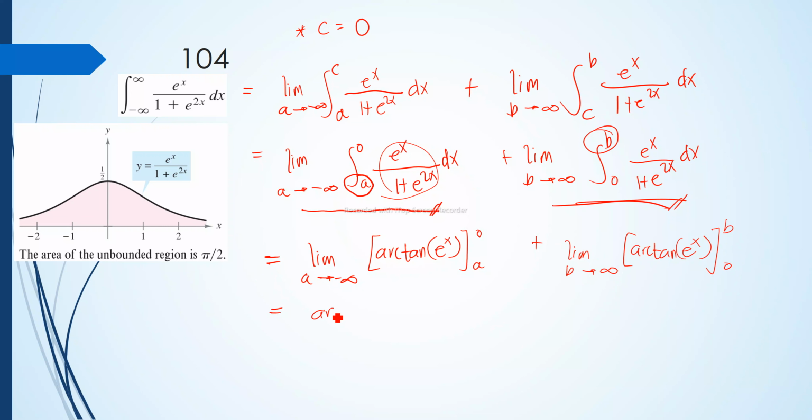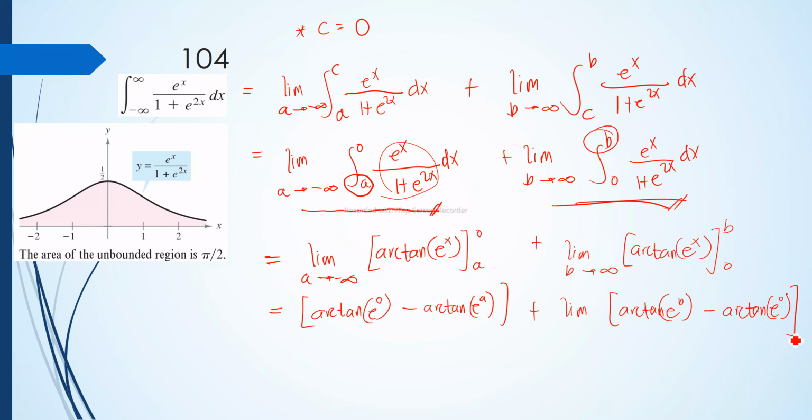So let me rewrite this. We have arctangent e to the upper limit, which is 0, e to the 0, minus arctangent e to the a. And on the right side, we have the limit of arctangent e to the b minus arctangent e to the 0. Don't forget the limits. Here we have b as b approaches positive infinity. On this side, we have the limit as a approaches negative infinity.